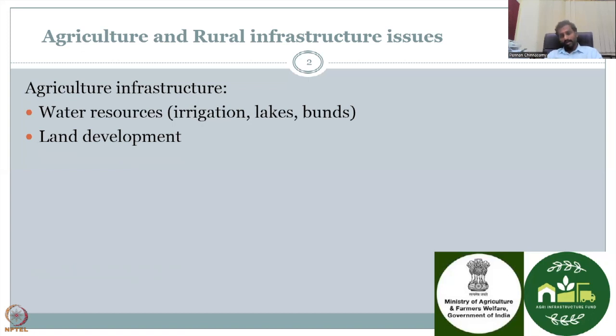What else comes under agriculture infrastructure? Land development. When we discussed food security, we mentioned that to increase the food production and crop yield, we need to intensify the crops, or we also need to increase the yield. And the last component was to get more land for agriculture, and that comes under land development.